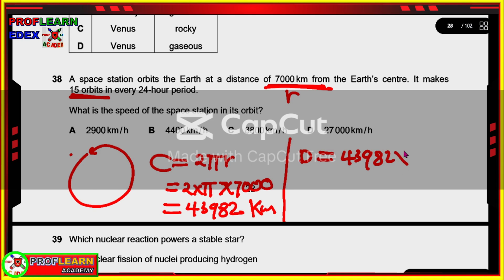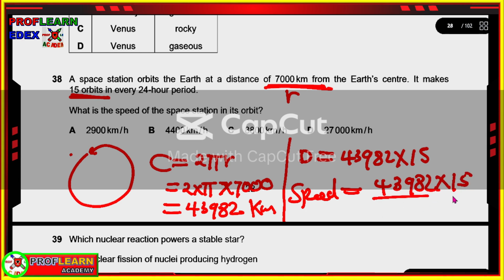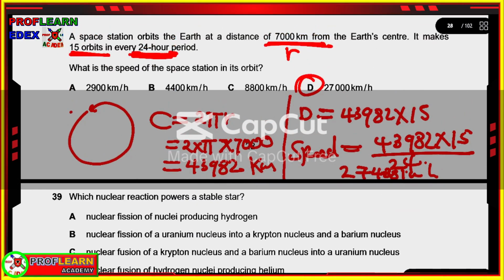4398.2 times 15. So if we want speed, we are going to say 43,982 times 15, then we divide by 24. We're going to get our answer around 27,488 kilometers per hour, rounded to D. So that becomes our final answer at that given point.